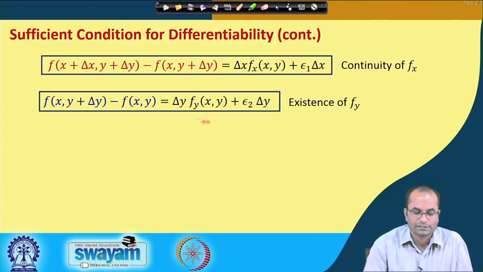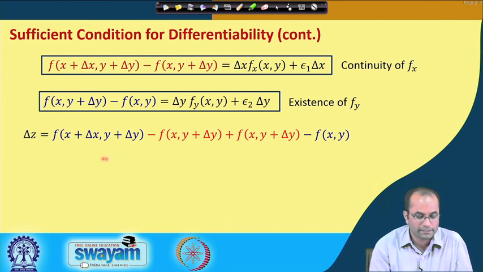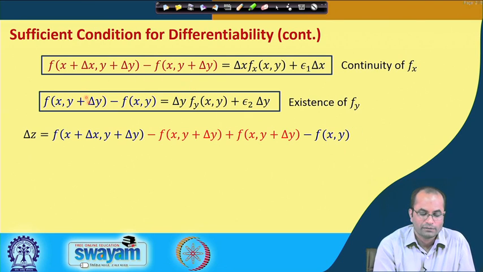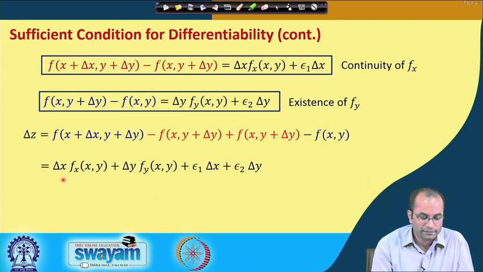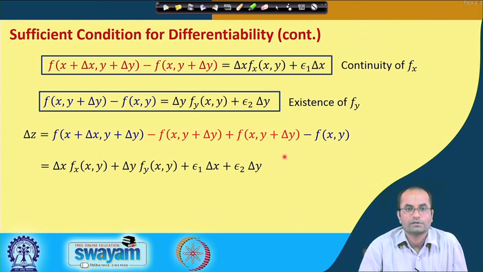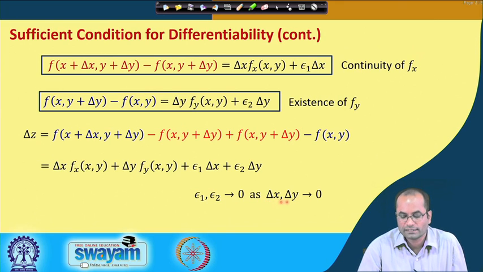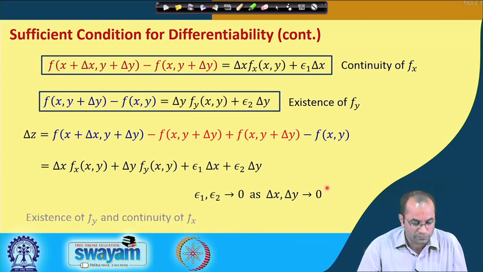we got this relation. And having these two, remember the Δz we had written by subtracting and adding to this difference here, and now we will replace this f(x + Δx, y + Δy) − f(x, y + Δy) by this expression and this f(x, y + Δy) by this expression here. So, by substituting these we will get Δx f_x + Δy f_y + ε₁Δx + ε₂Δy, and ε₂ goes to 0 as Δx, Δy go to 0.